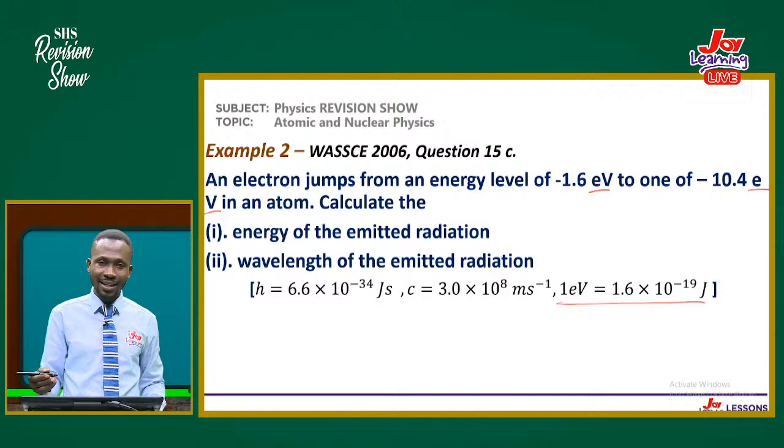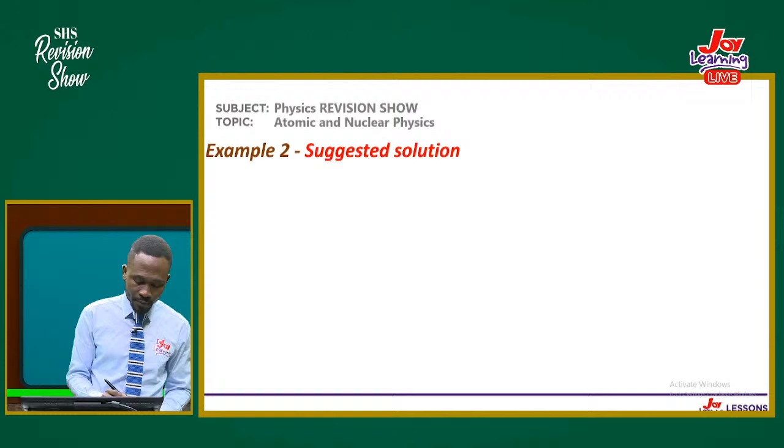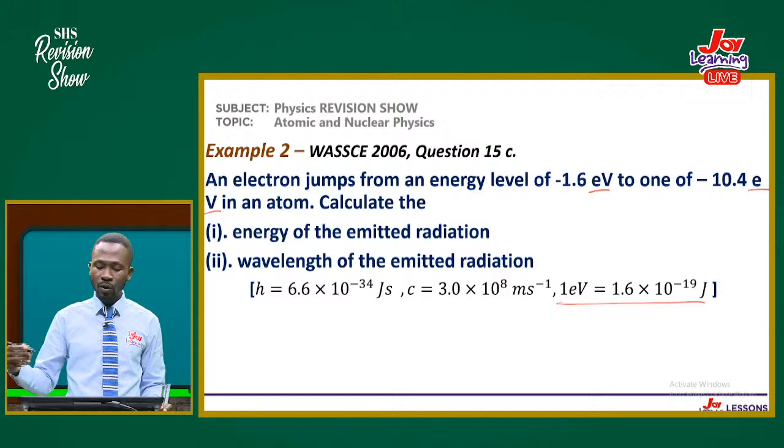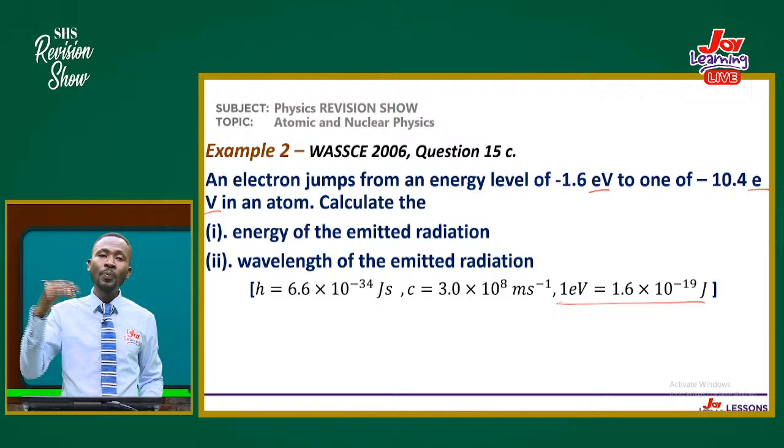So let's look at how we go about solving this. In the question, we've been told that the electron is making a transition from one level of minus 1.6 eV to one of minus 10.4 eV. We are looking at the negative attached to the value. So in this case, the minus 1.6 eV will be a higher energy level than the minus 10.4 eV.